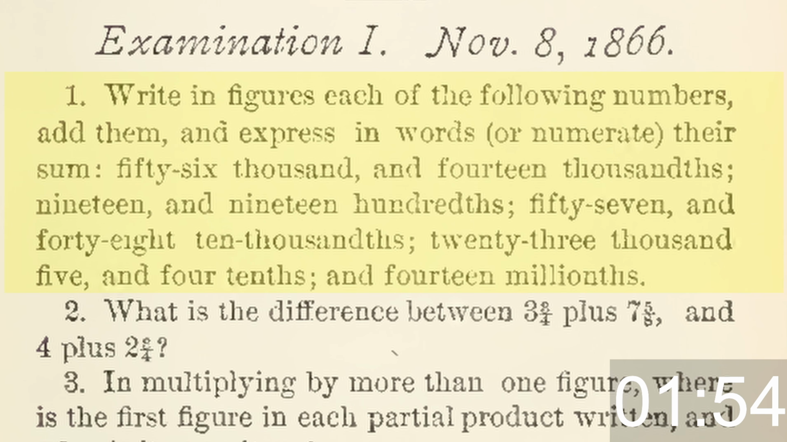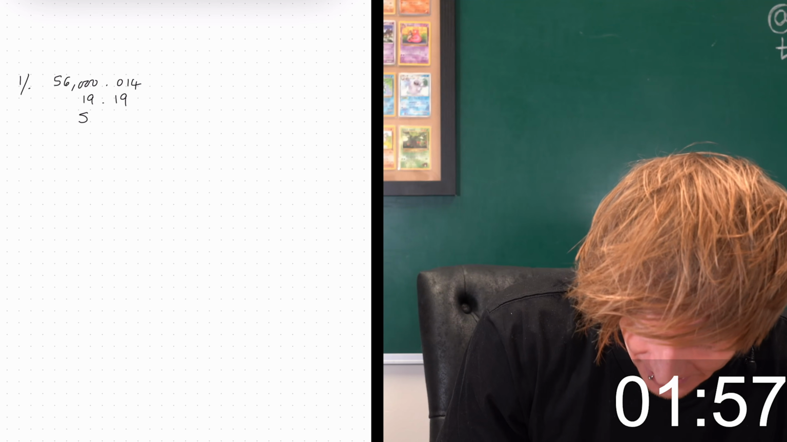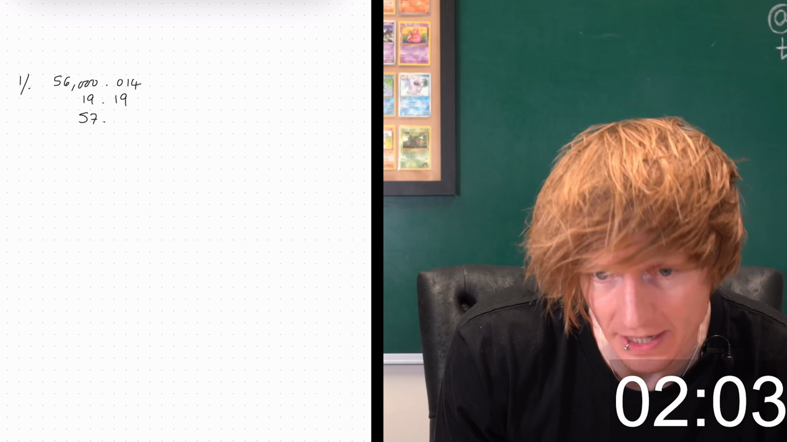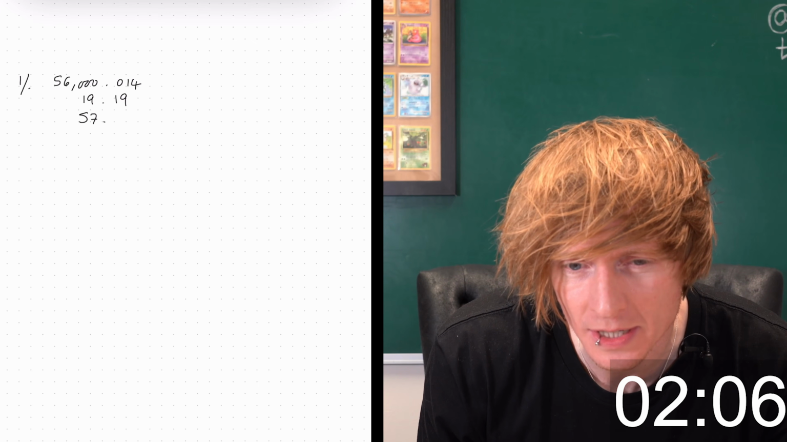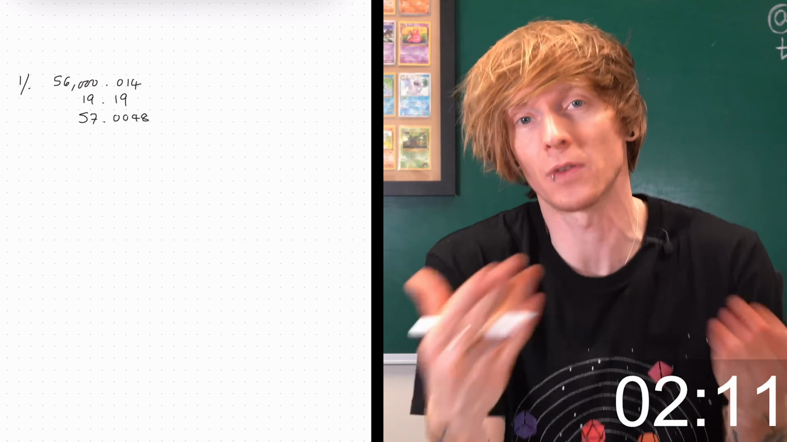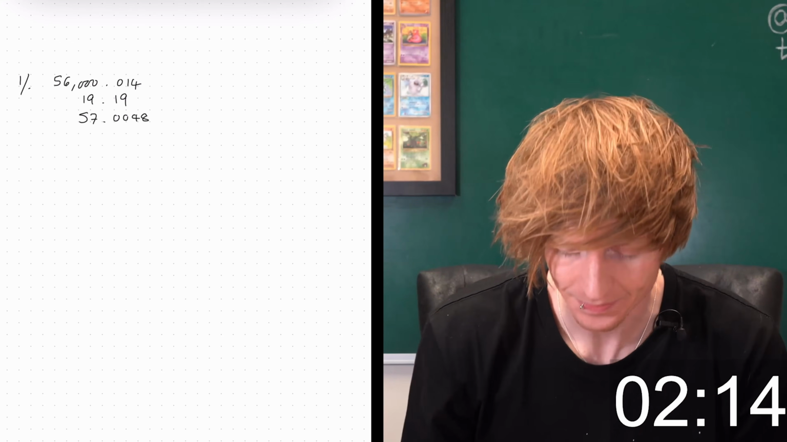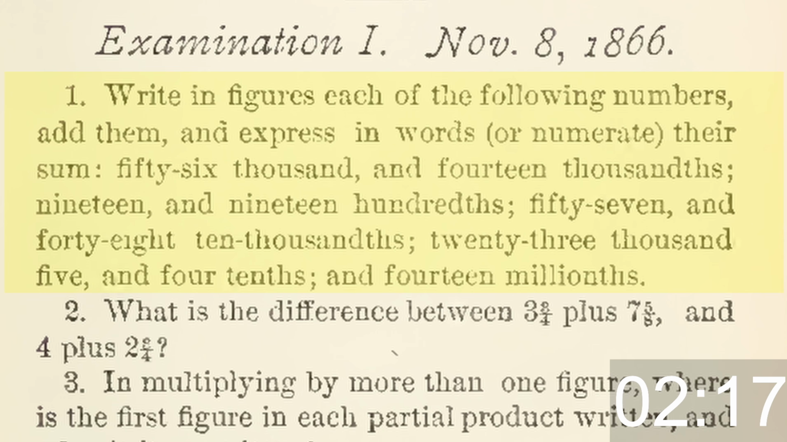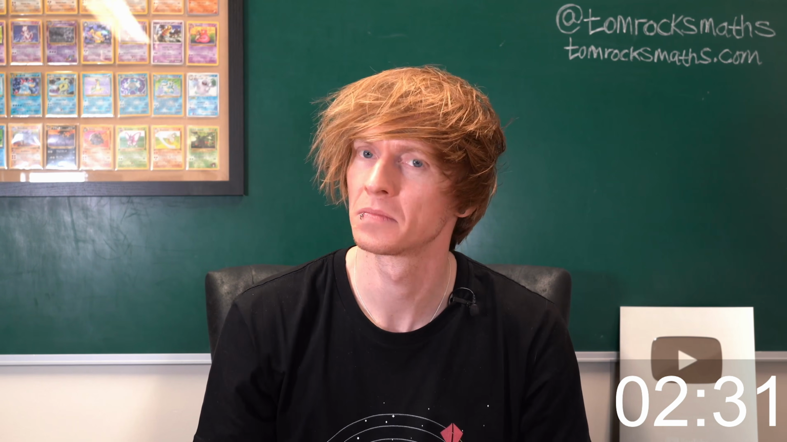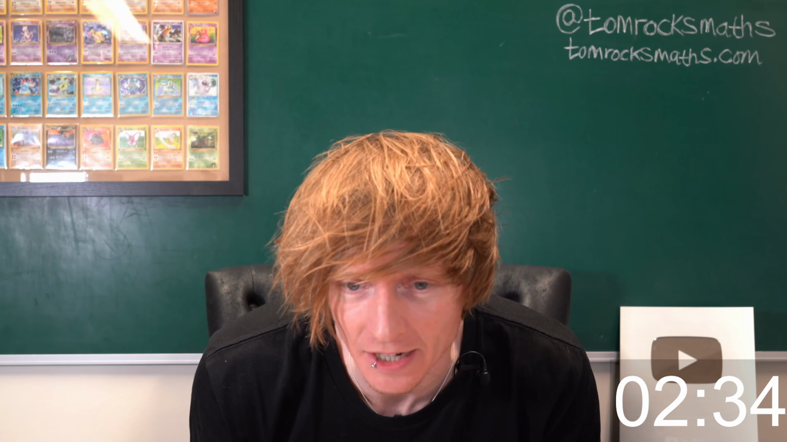57 and 48 10,000ths. Okay, so 57. Now a 10,000th is going to have 4 decimal places, and we want 48 of them. So 0.0048. So that's 48 out of the full amount, which would be 10,000. And then 23,005. Not and 5. 23,005 and 4 tenths. And 14 what? Okay, hang on.